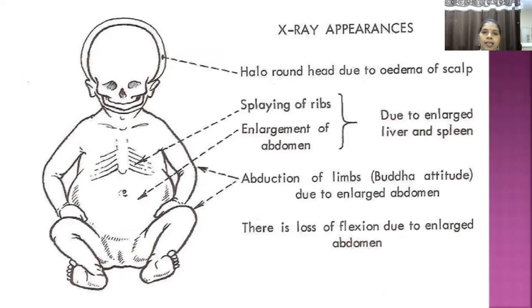These are the X-ray appearances of hydrops fetalis. Halo round head due to edema of the scalp. Splaying of ribs and enlargement of abdomen are due to enlarged liver and spleen. Abduction of limbs, the Buddha attitude, is due to the enlarged abdomen. There is loss of flexion due to the enlarged abdomen.